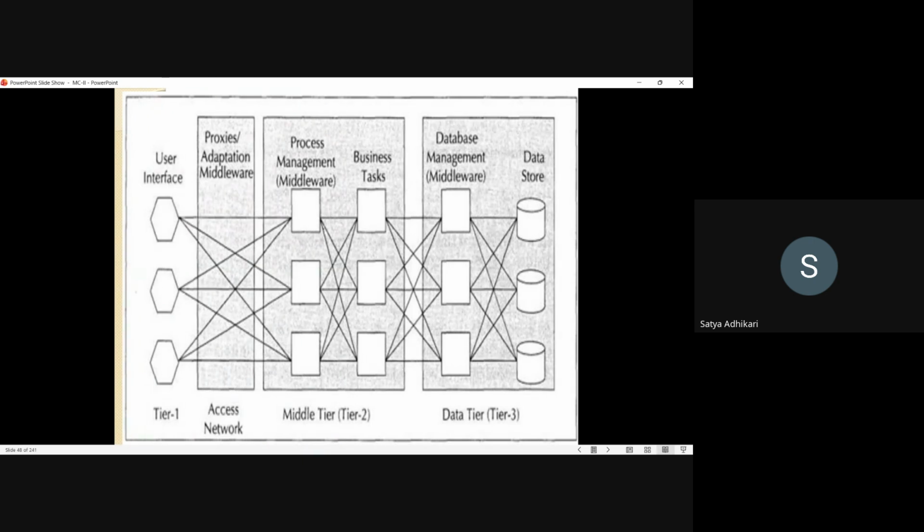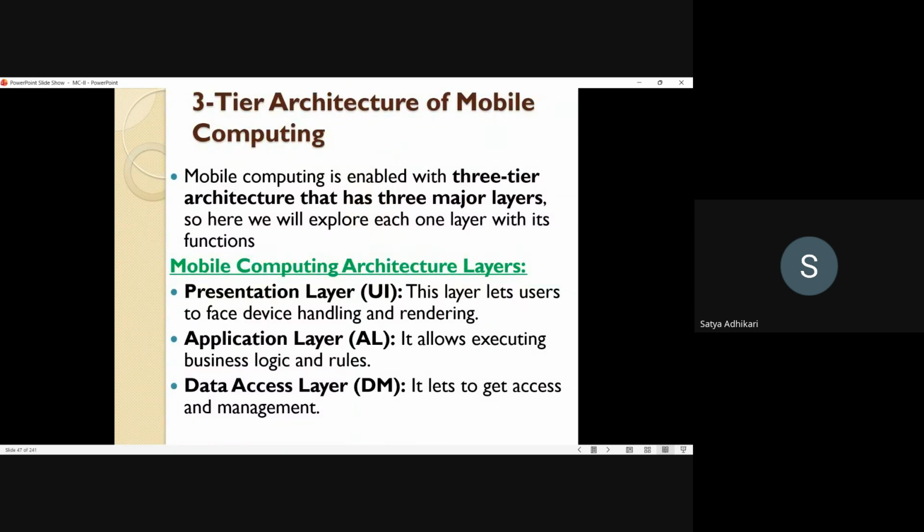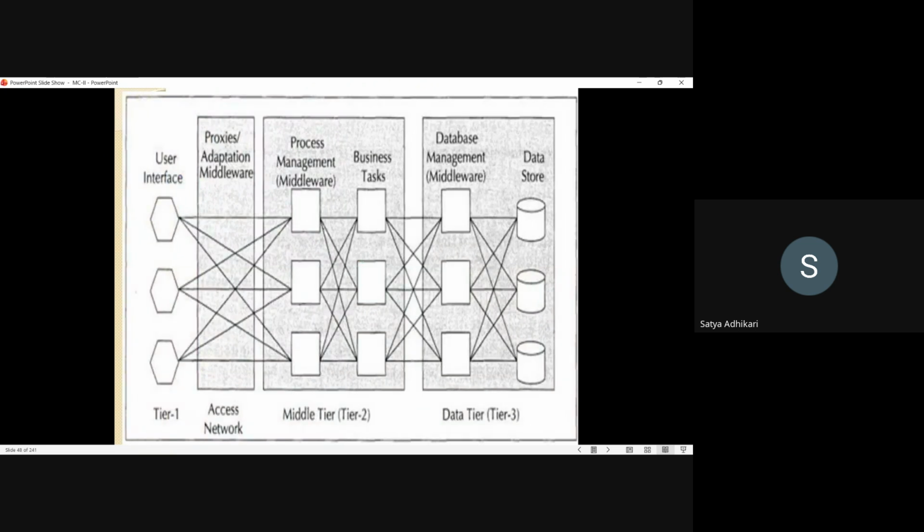So when data is presented to the user, the data basically comes from tier 3, where data is permanently stored, through tier 2, the middle tier, which is also known as the application layer. It provides business logic, business tags, and rules for the manner in which data is displayed.